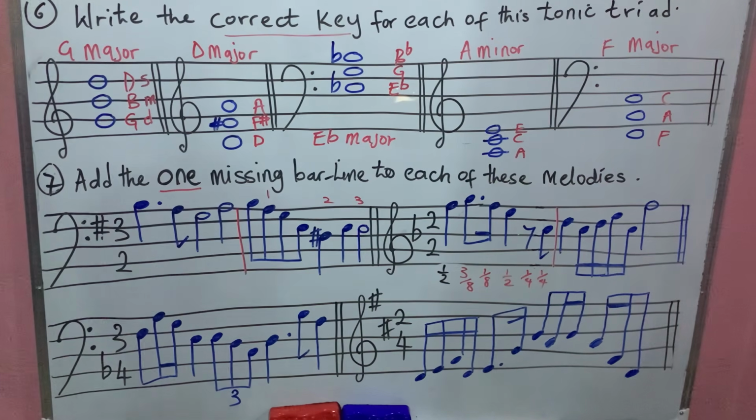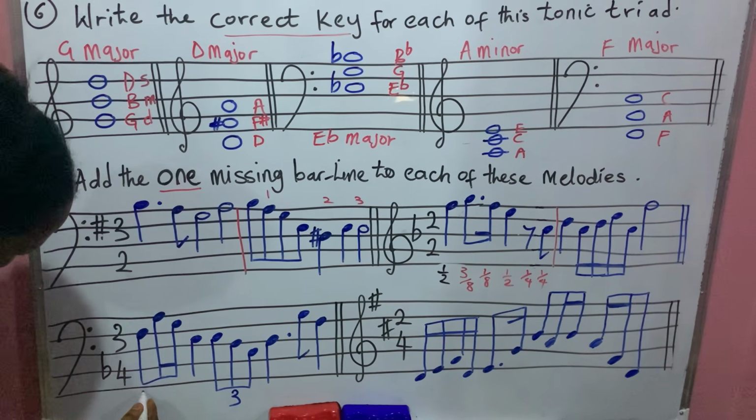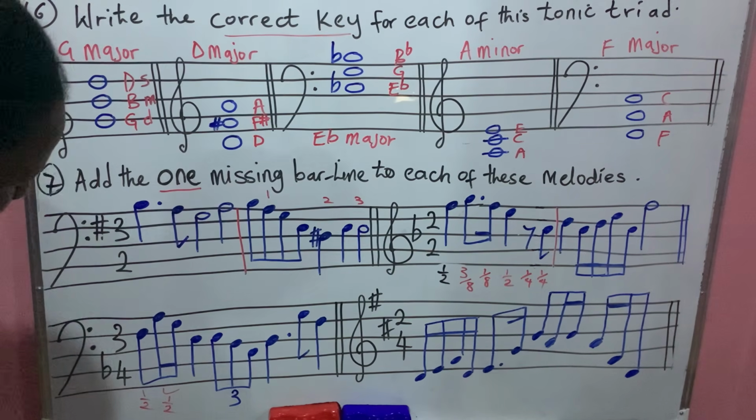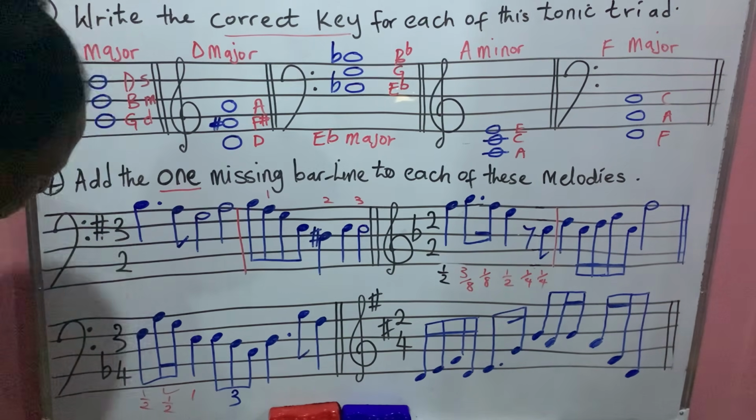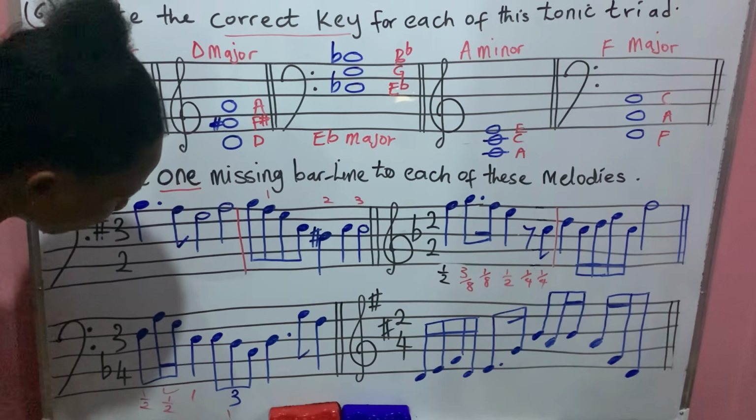Now the next one, let's see, 3/4. This is a half and 2 quarters. These 2 quarters are also a half. So 1 beat there plus 1, that is 2, plus 1, that is 3.